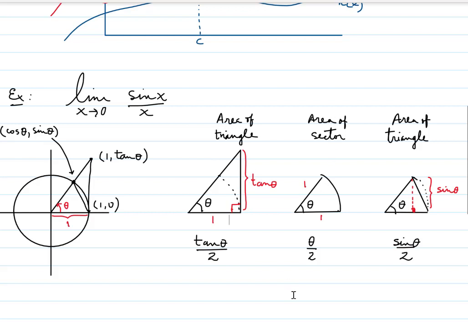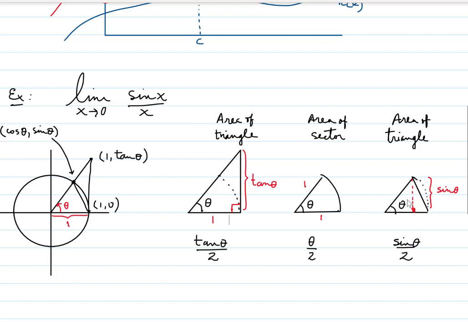Now the area of the sector, there's a nice formula for it: 1/2 the radius squared times the central angle. Well, the radius is 1, so 1 squared is 1. One half times the angle times 1 would be theta over 2, where theta is the central angle. And that would be the area of this sector.